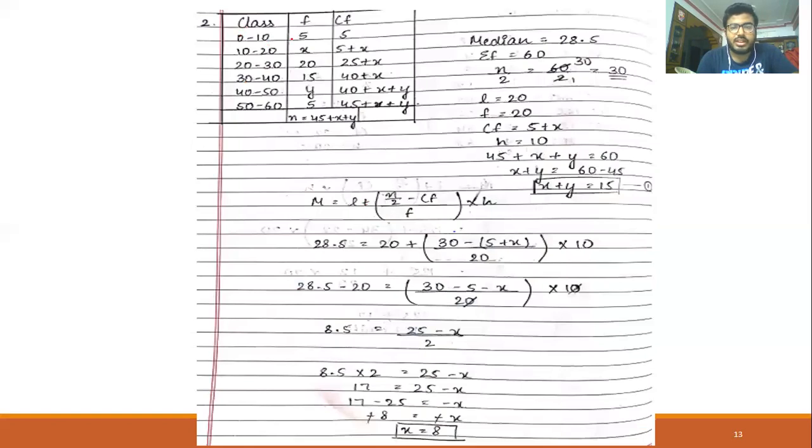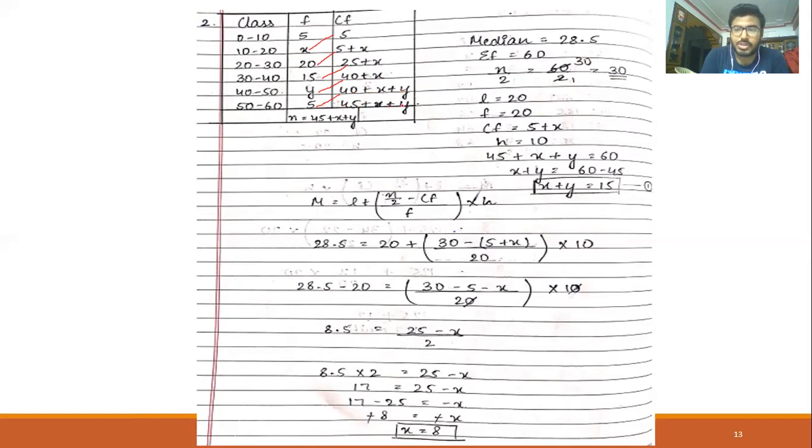So 0 to 10 and all the series, the class we have written and the frequency we have written. Now the median is 28.5. Cumulative frequency, how to find out? That is first का first लिखना है, 5 लिख दिया, फिर x plus 5, फिर 20 plus 5 plus x. So 20 plus 5 is what? 25, 25 plus x. फिर क्या करना है? 15 plus 25 is 40, 40 plus x. फिर y and 40 plus x. So 40 plus x plus y. उसके बाद 5 plus 40 plus x plus y. So 5 plus 40 कितना आएगा? 45. 45 plus x plus y.